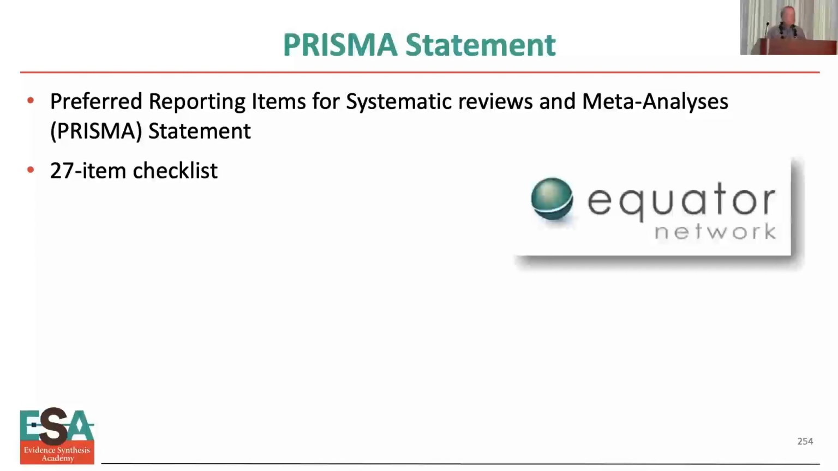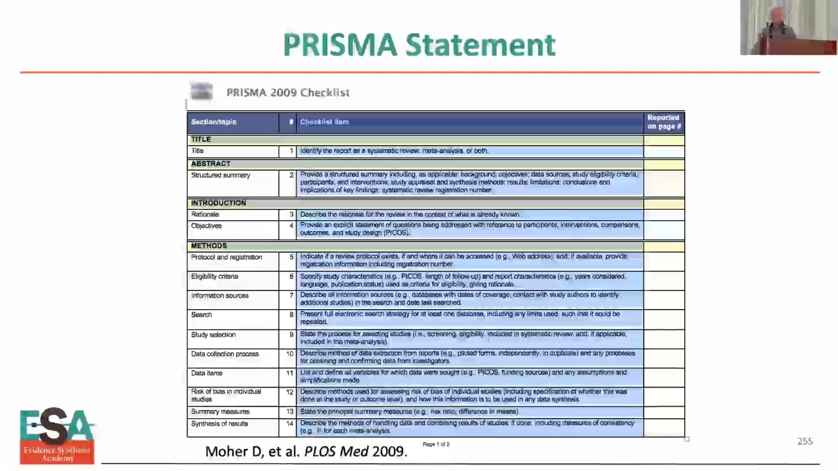And if you Google the EQUATOR Network, you'll see a lot of different checklists for different types of studies, whether they be meta-analyses or regular studies or whatever. So they've collected all these checklists at this network. And here is the checklist. This is the 2009 checklist, which I think was an update of an earlier one. And so let me just go over these fairly quickly.